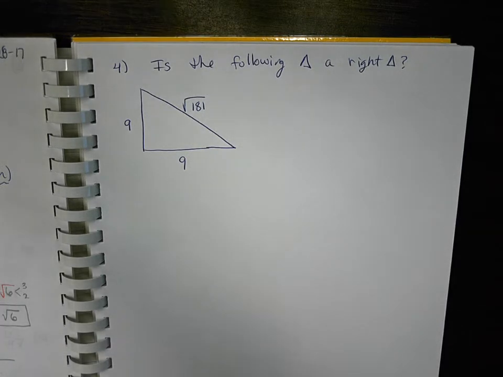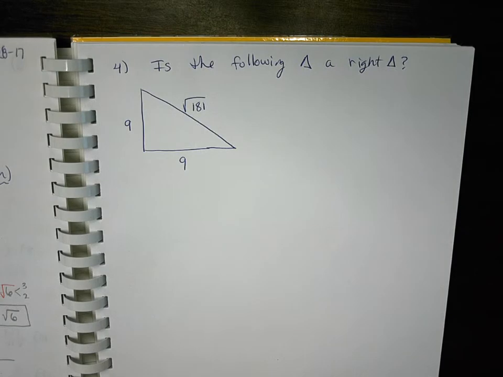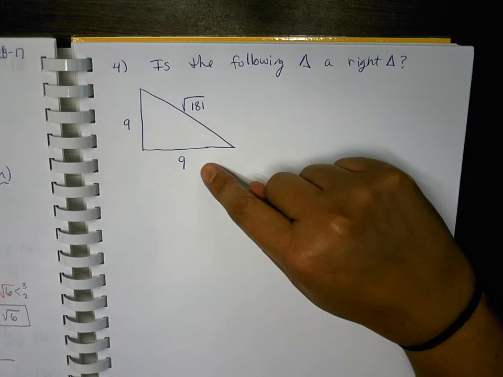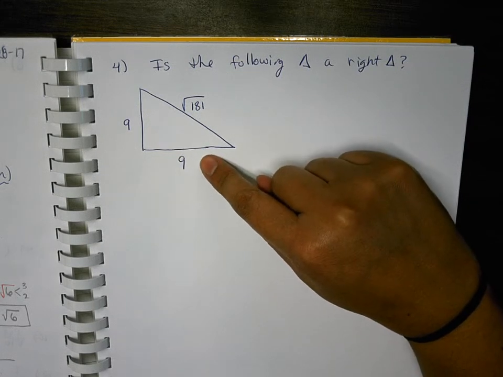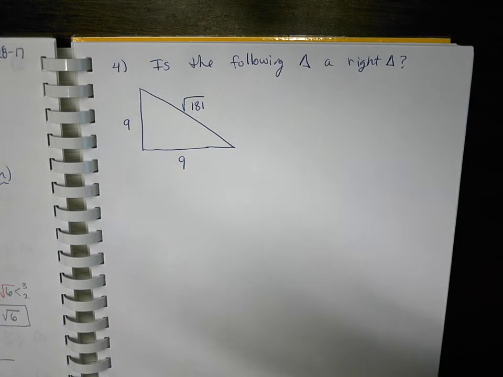It is isosceles. You are correct. Yes, the hypotenuse is bigger than both of the sides. The hypotenuse has to be bigger than each side. What's 9 squared? 81. So the square root of 181 is bigger than the square root of 81. So it is bigger, but does that mean it's a right triangle?